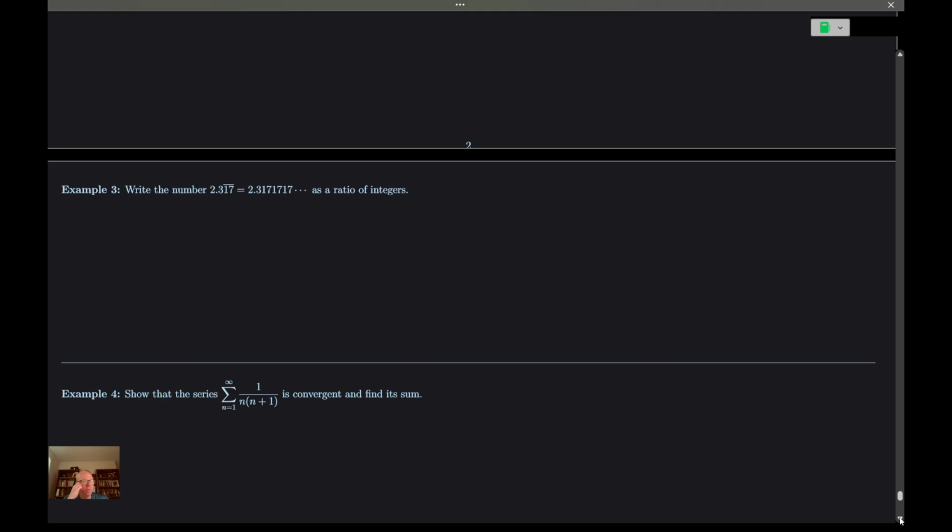Maybe in middle school, I'm not sure. But how do you get these repeating decimals into a fraction? That's really what we're asking. So let's write this. Get the non-repeating part out, so the 2.3. Now we have 0.017 repeating.